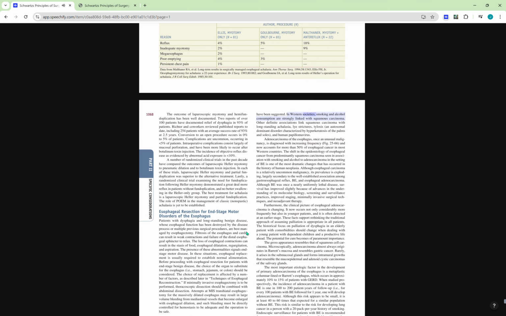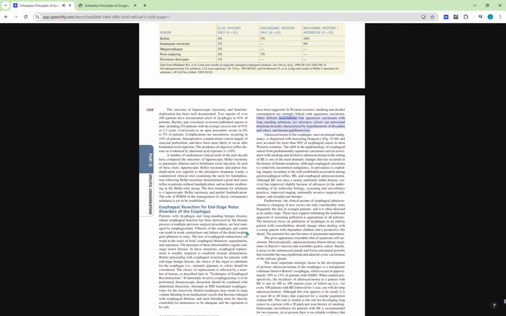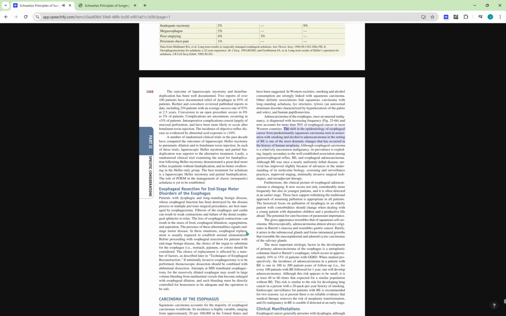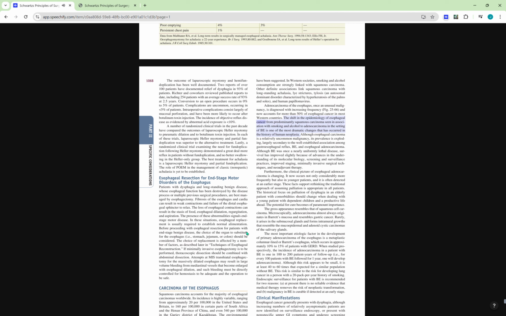In Western societies, smoking and alcohol consumption are strongly linked with squamous carcinoma. Other definite associations link squamous carcinoma with long-standing achalasia, lye strictures, tylosis, and human papillomavirus. Adenocarcinoma of the esophagus, once an unusual malignancy, is diagnosed with increasing frequency and now accounts for more than half of esophageal cancer in most Western countries. The shift in the epidemiology of esophageal cancer from predominantly squamous carcinoma seen in association with smoking and alcohol to adenocarcinoma in the setting of Barrett's is one of the most dramatic changes that has occurred in the history of human neoplasia.